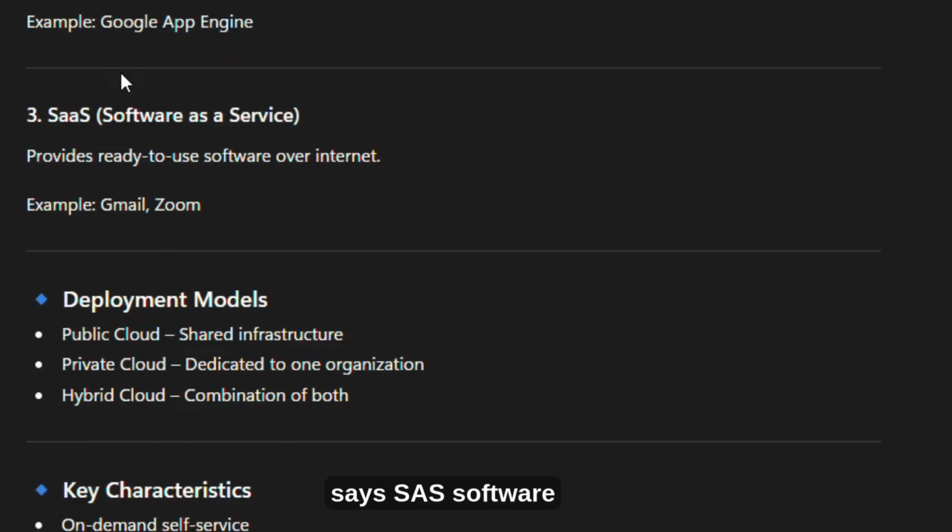And SaaS is Software as a Service. Everything is provided, and you only need to be a user. SaaS provides ready-to-use software over the internet. You are just the user for that. What are the examples? WhatsApp, Gmail, Zoom, and these are all SaaS products.